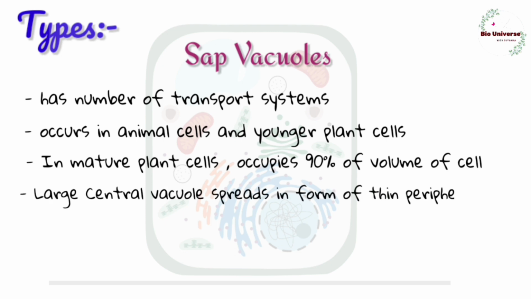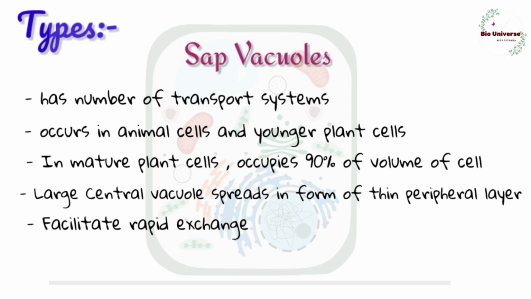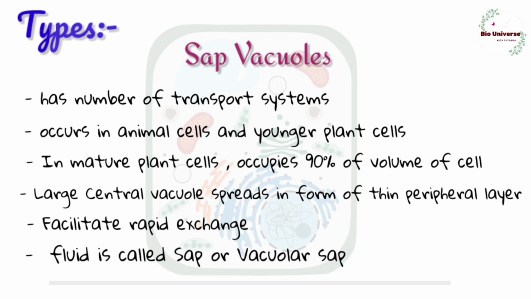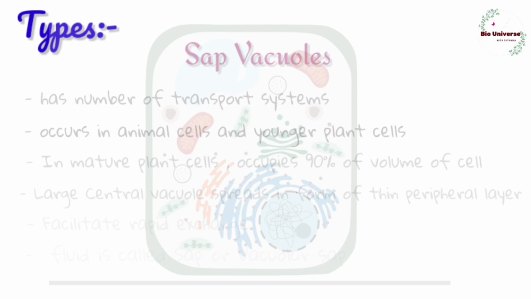The large central vacuole spreads the cytoplasm in the form of a thin peripheral layer. This is a device to facilitate rapid exchange between the cytoplasm and the surrounding environment. The fluid present in the sap vacuoles is often called sap or vacuolar sap.